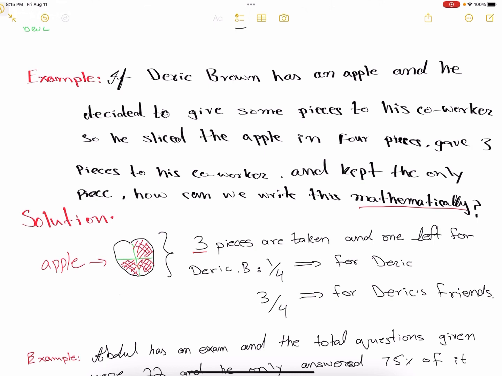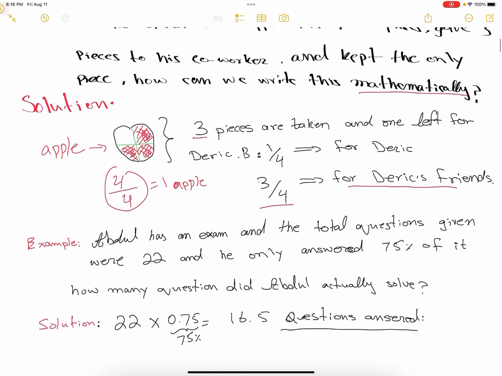So the whole apple, if it's a full apple, will be 4 over 4. That is 1, so 1 apple. But he gave 3 pieces away, and 1 is left for Derek Brown. For Derek, 1 over 4. Three were taken: 1, 2, 3. So 3 over 4 is for Derek's friends. That's how you write 3 taken from 4, and 1 over 4 is for Derek. So it just left 1 over 4, or 1 per 4, as Derek's piece of apple.